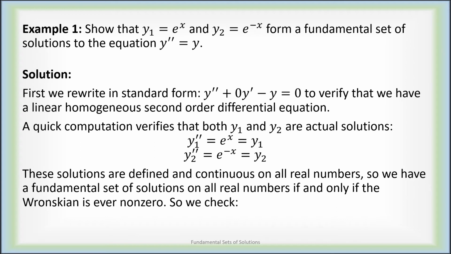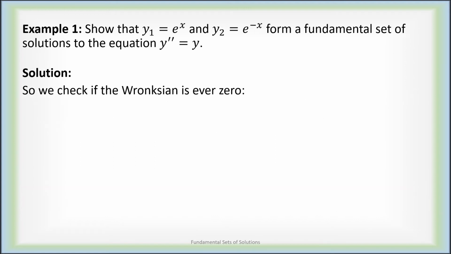So if we can verify that the Wronskian of these two functions at any particular real number is not zero, then we'll conclude that it is never zero, and then we will conclude that we have, in fact, found a fundamental set of solutions. So we have to check if the Wronskian is ever 0. And the Wronskian for two functions is just this difference: y1 y2 prime minus y1 prime y2.